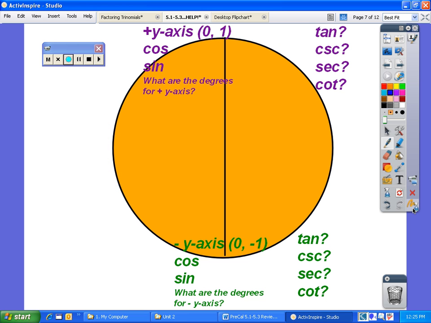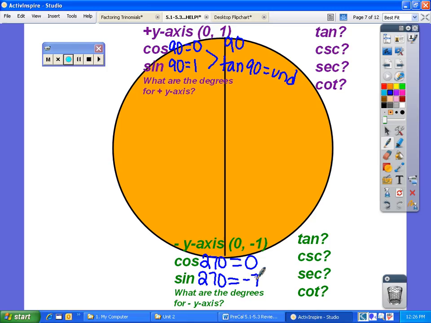Finally, your y-axis is 0, 1, that's 90. That means the cosine of 90 is 0, and the sine of 90 is 1. Meaning, tangent doesn't have a value at 90, it's undefined. When we go down here to the negative y-axis, that's 270. So cosine of 270 is 0, sine of 270 is negative 1, meaning that tangent, again, is undefined. So on the y-axis, tangent is undefined. So just do the reciprocal to find the other three values.